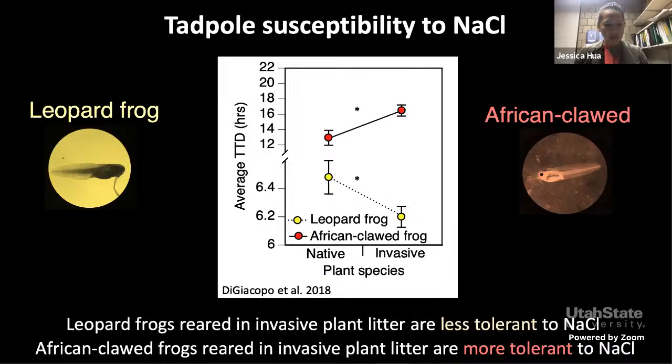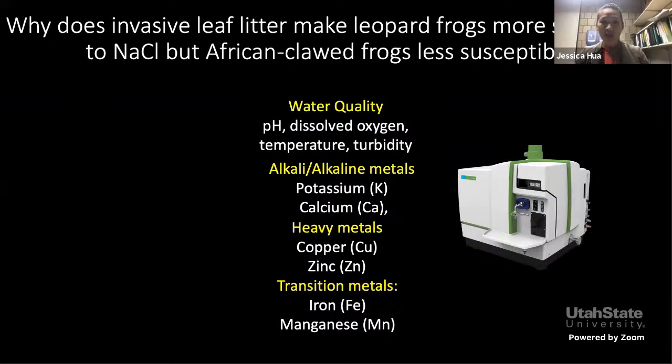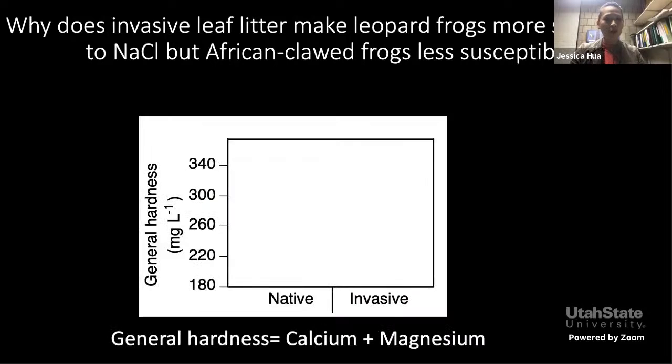And so we wanted to dig into this a little bit deeper. Specifically, we wanted to ask, why does invasive leaf litter make leopard frogs more susceptible, but African clawed frogs less susceptible? To do this, we looked a little bit deeper into the water quality in the leachates. We conducted a wide range of analyses. I won't talk about all of these today. Instead, I'll focus on general hardness, which is calcium and magnesium, because we found a significantly higher concentration of general hardness in invasive leaf litter compared to native leaf litter.